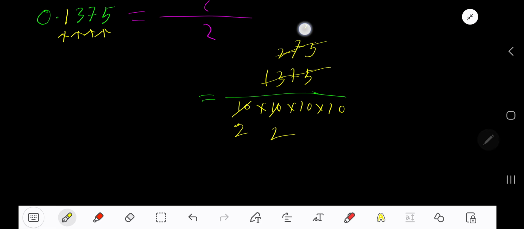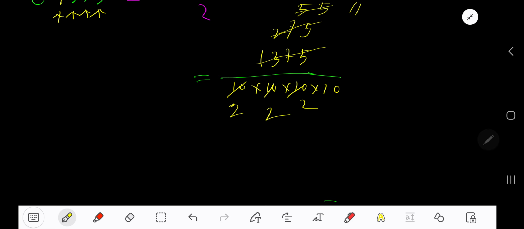5 goes into 27, 5 times, 5 times 5, 25, subtract, 2, again 5, 5. This is divisible by 5, this is divisible by 5, you will get 2, and you will get 11. 11 is a prime number, it has only 2 factors, 1 and 11. 2 times 2 times 2, 4 times 2, 8, 10.